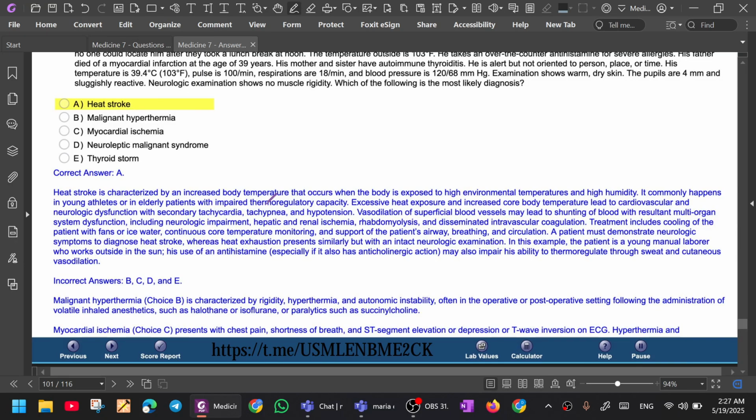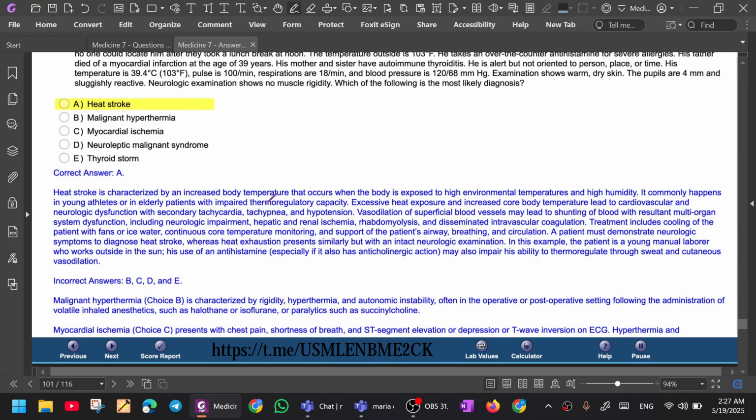Vasodilation of superficial blood vessels may lead to shunting of the blood with resultant multi-organ system dysfunction, including neurologic impairment, hepatic or renal ischemia, rhabdomyolysis, DIC. Treatment includes cooling of the patient with fan or ice water, continuous core temperature monitoring, and support of the patient's airway, breathing, circulation.